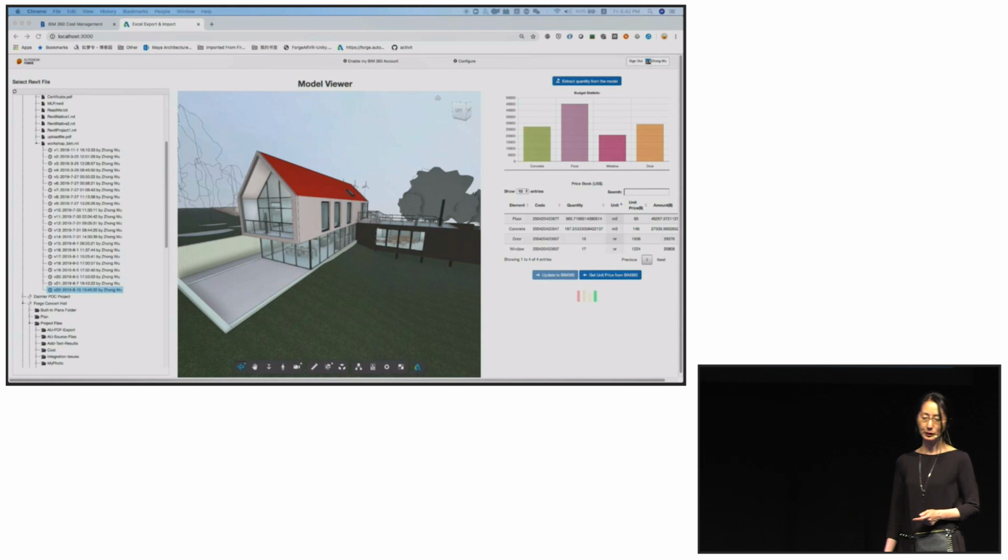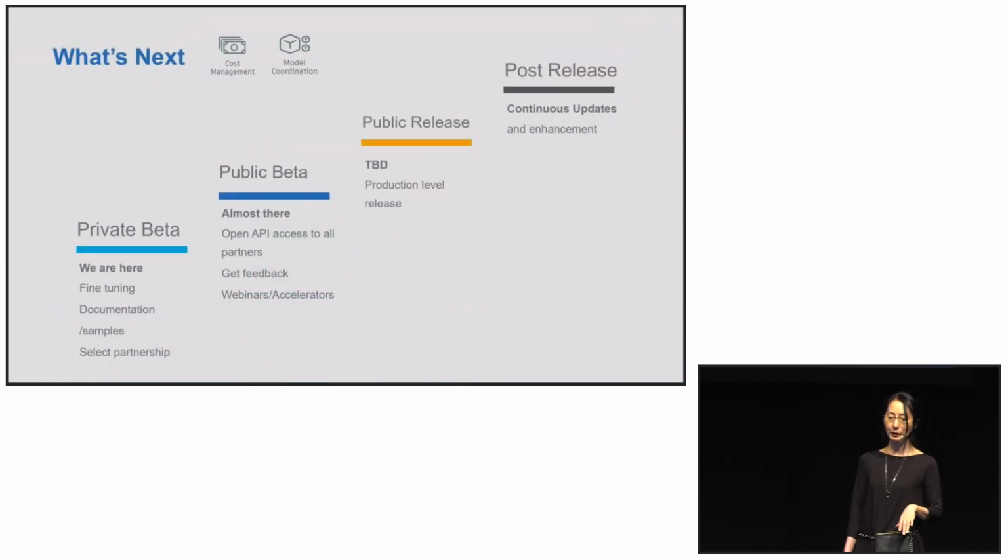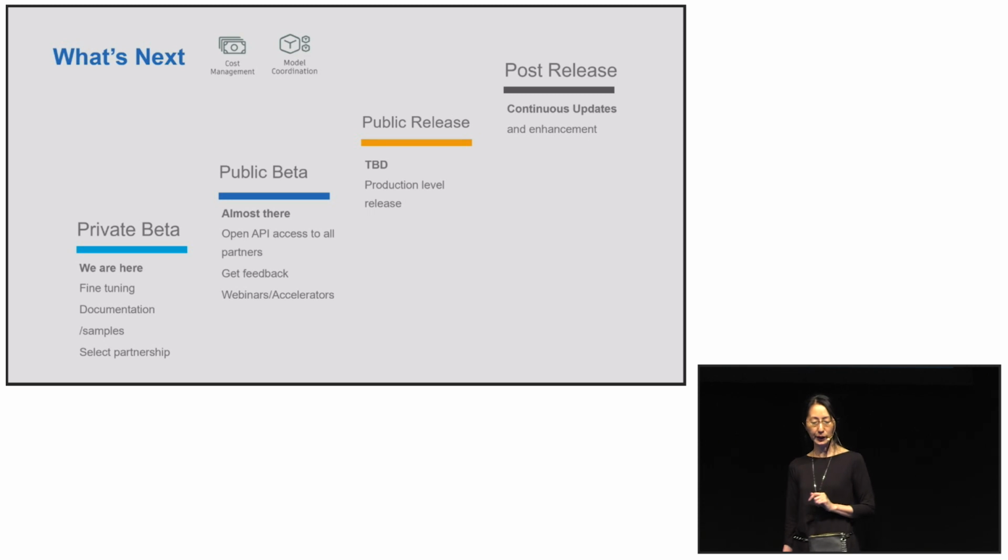Okay, so what's next? Both the Cost Management and the Model Coordination APIs are in private beta, and we are targeting the end of this year, hopefully around AU Las Vegas time, to have public betas. We still have a little fine tuning to do, but we are hoping to have it very soon. At that time, we'll open the API to the whole public and to all partners, get the feedback, and continue working. And then sometime next year, hopefully, the public release.